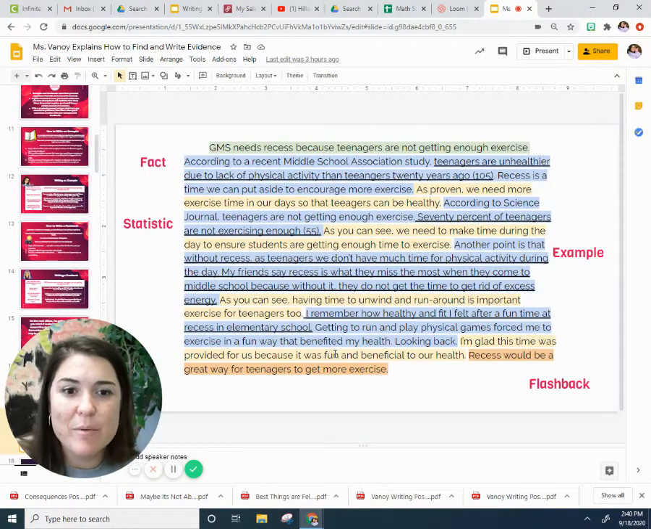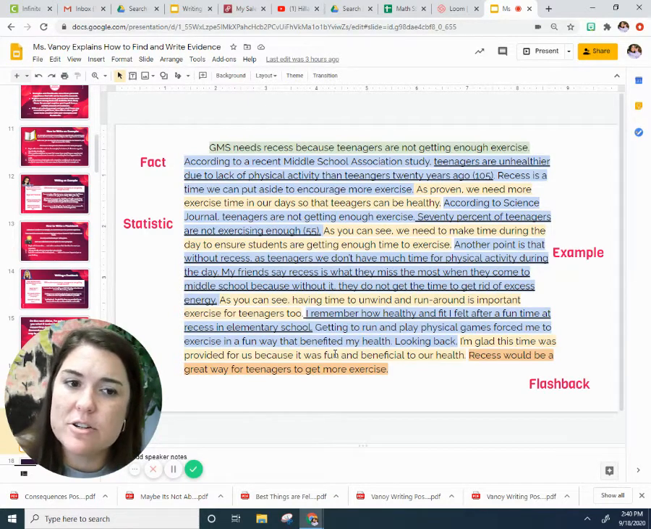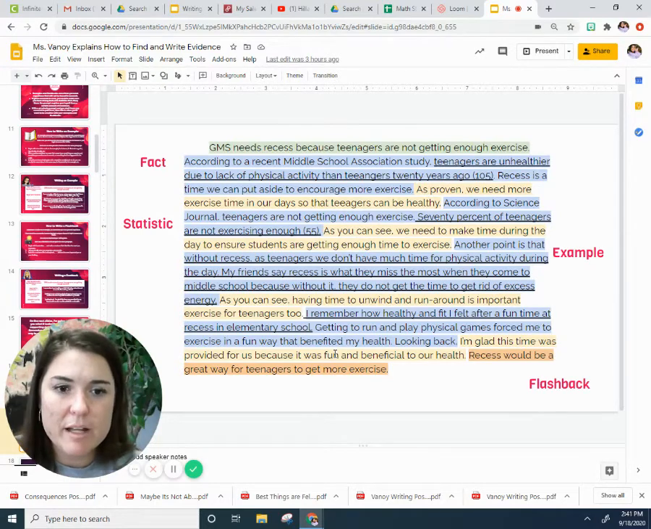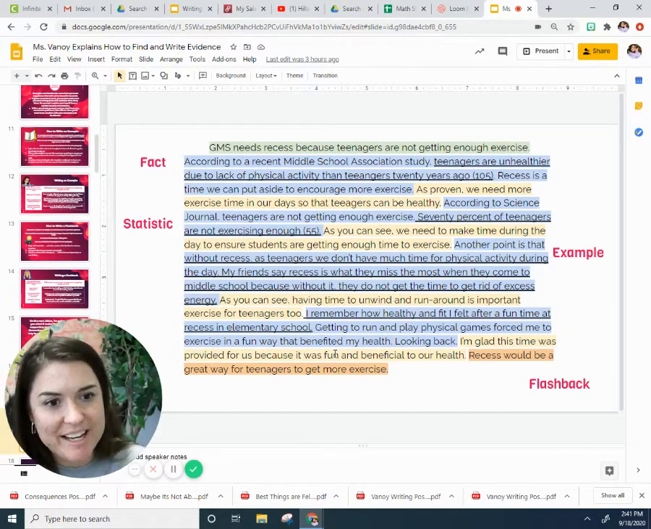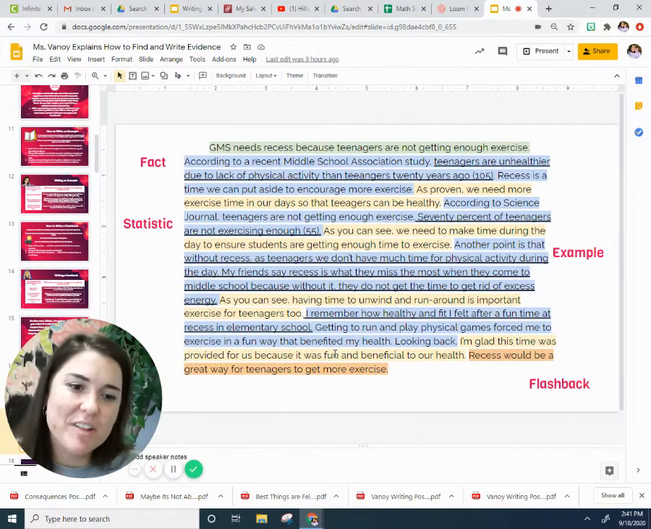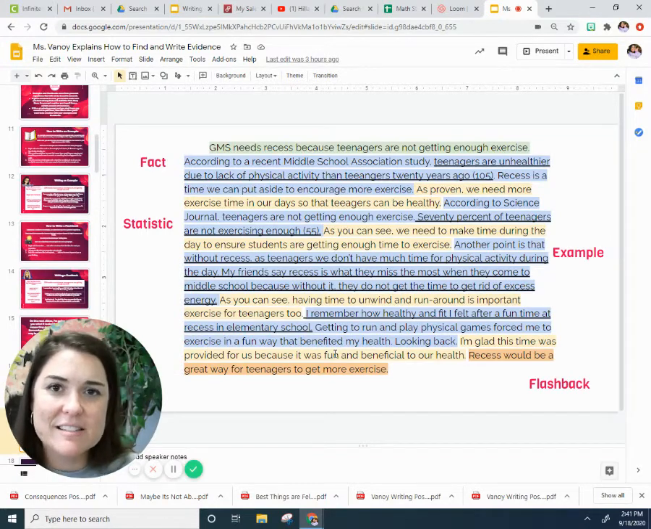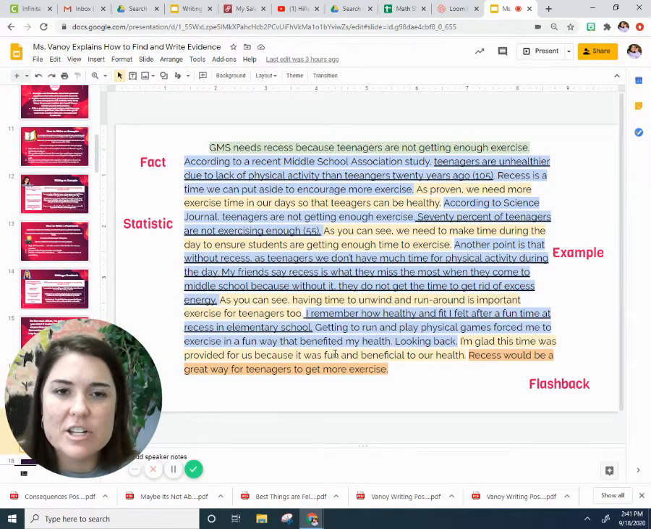So here's an example of a paragraph. You've got the topic sentence, GMS needs recess because teenagers are not getting enough exercise. You've got a fact, you elaborated. You have a statistic, you elaborated. Example, elaboration, flashback, elaboration. And that very last sentence, highlighted in orange, is your concluding sentence. Recess would be a great way for teenagers to get more exercise.